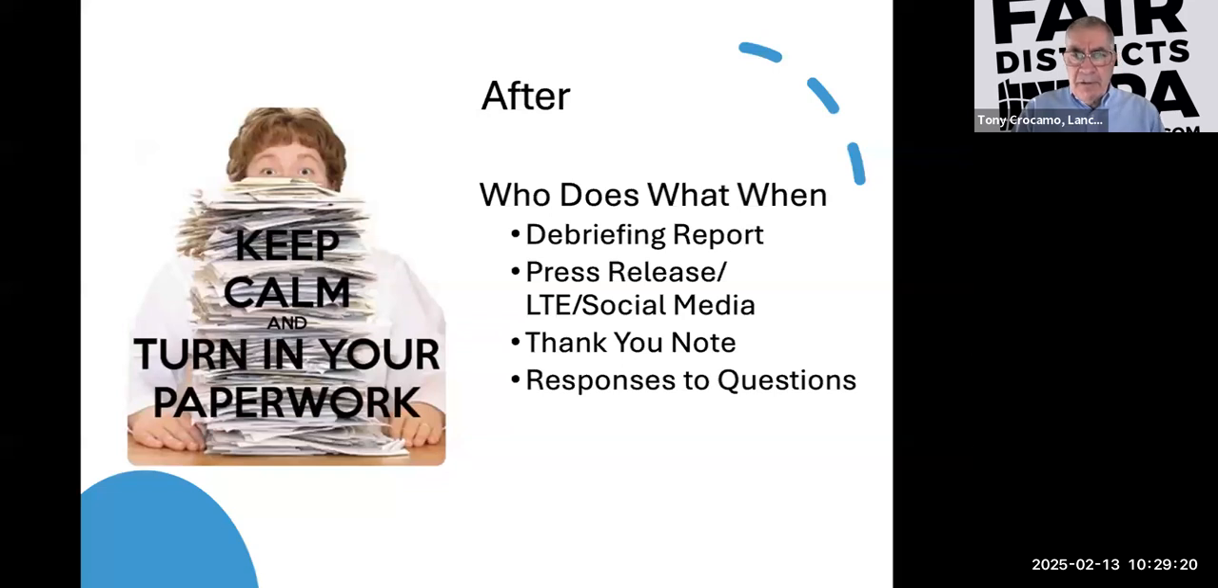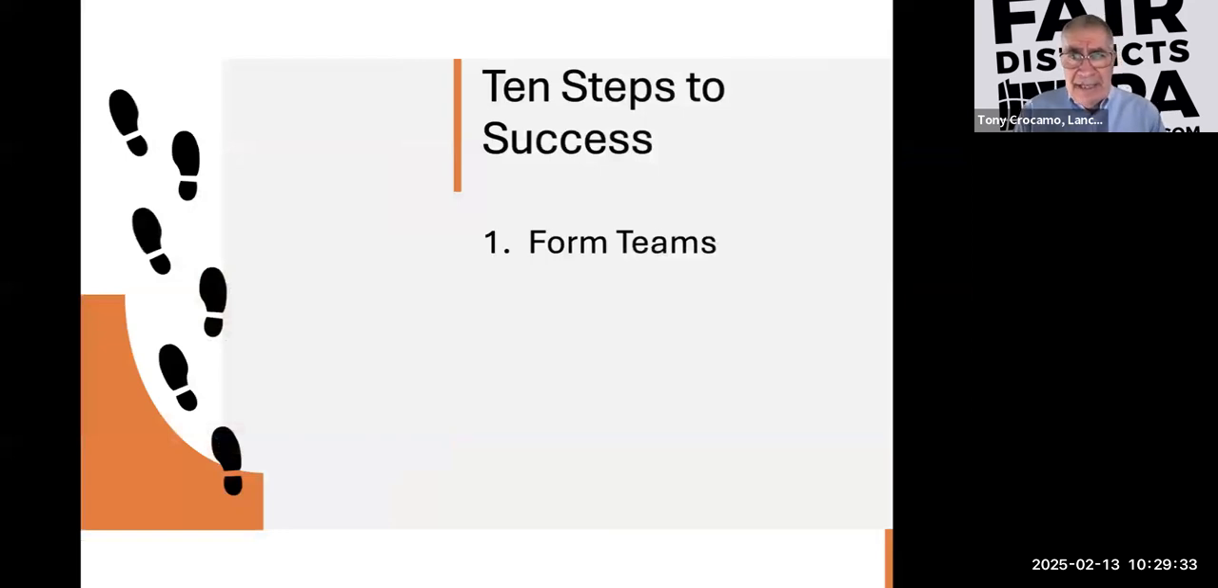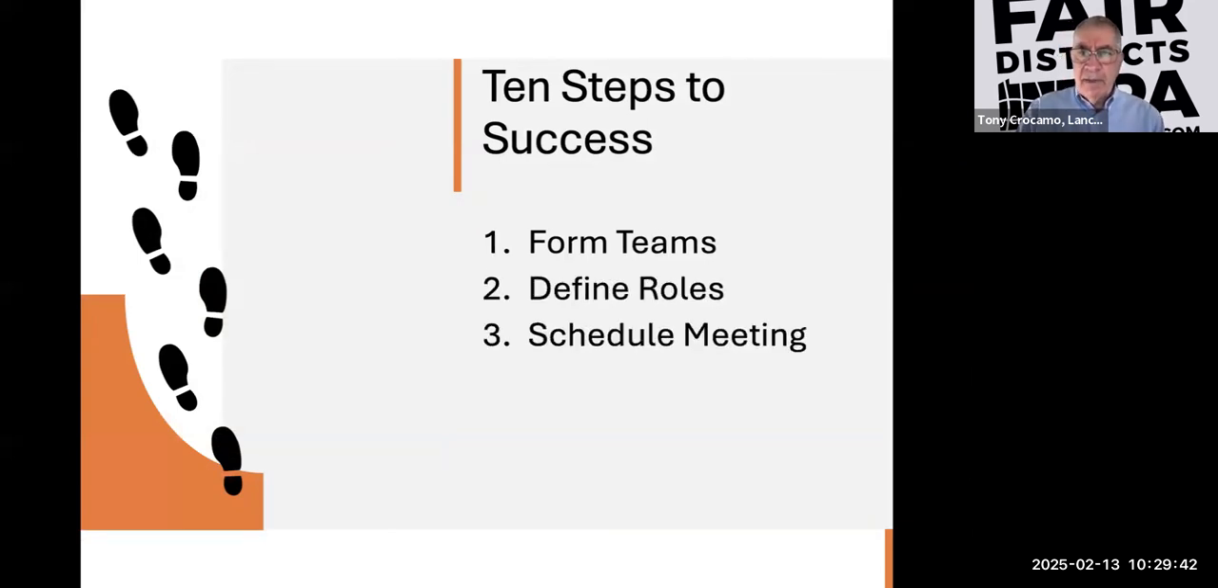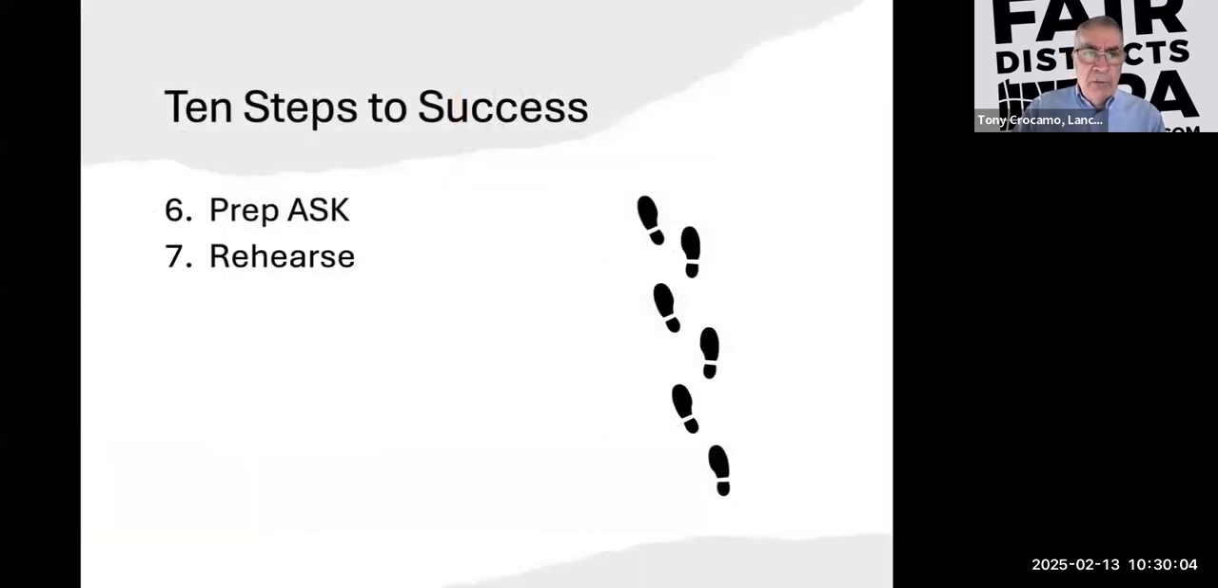And you're also going to talk about the responses to the questions. Who's going to get the information for the response? Who in Fair Districts do we have to talk to get that information? Settle all those things. So this is the 10 steps to success. You form the teams. Get 3 to 5 people who want to meet with a legislator. Then you have one meeting and you define the roles. And then you schedule the actual meeting with the legislator. And between the time of the scheduled meeting with the legislator, you have another meeting and you work out the meeting. You're doing research on the legislator and you prepare the what brought me here stories and you prepare the ask. You have a rehearsal session.